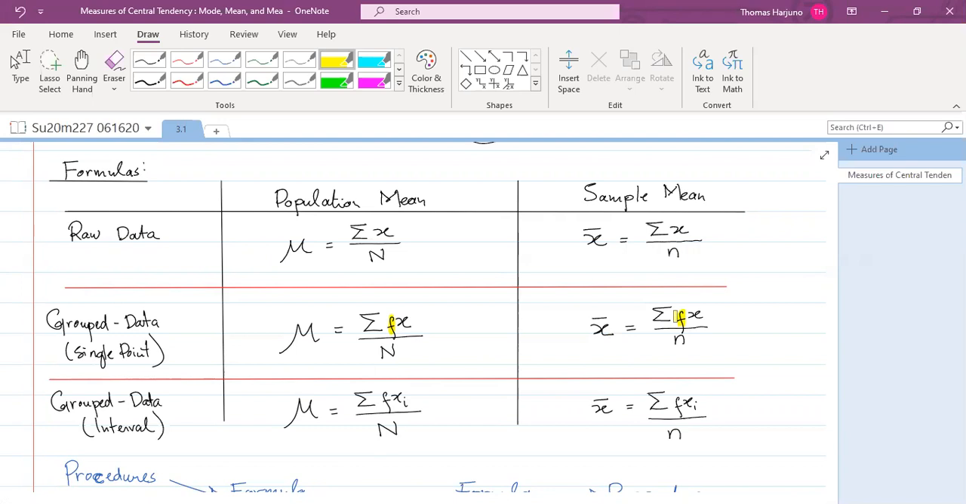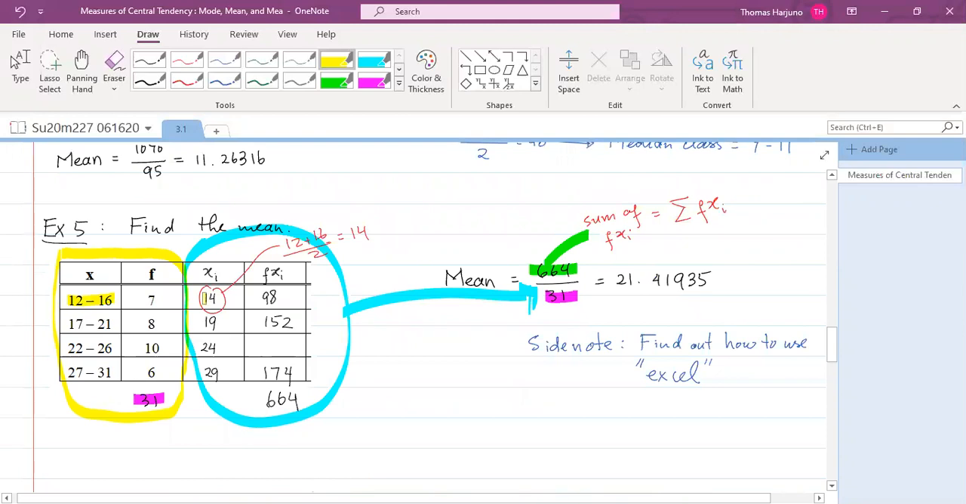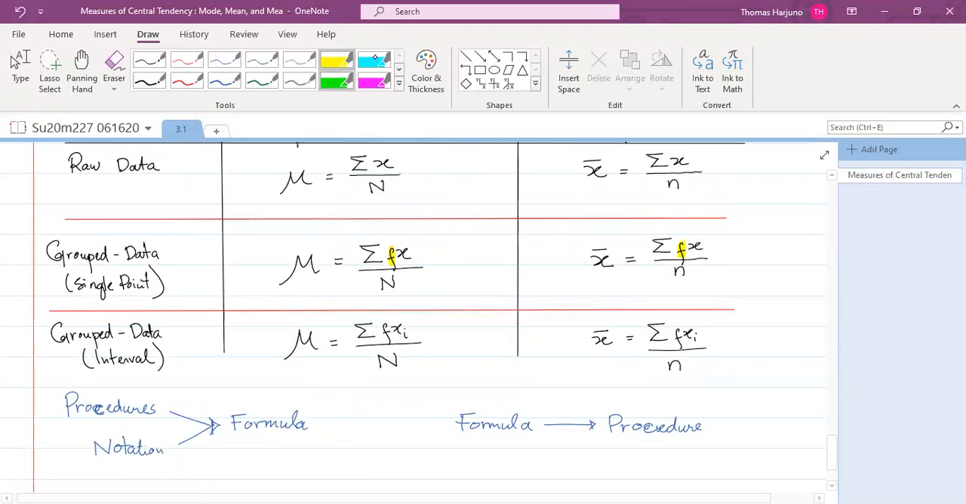Now, the transition from group data single point to group data interval, the x has to be represented by, instead of a single point for each class, a number representing each interval, each class, which is an interval, okay? So the transition from here to the last row is you insert m for the x. Now that's only for the formula though. But what happens in the actual situation? It means from this group to this group, I need to get the midpoint for each class first.